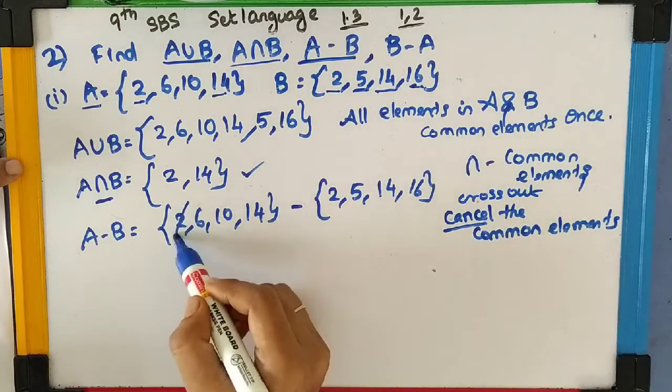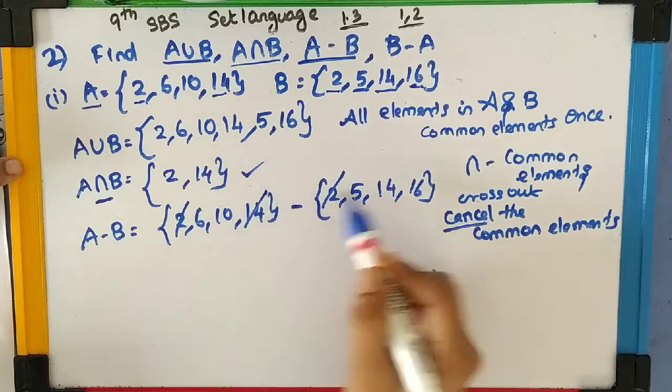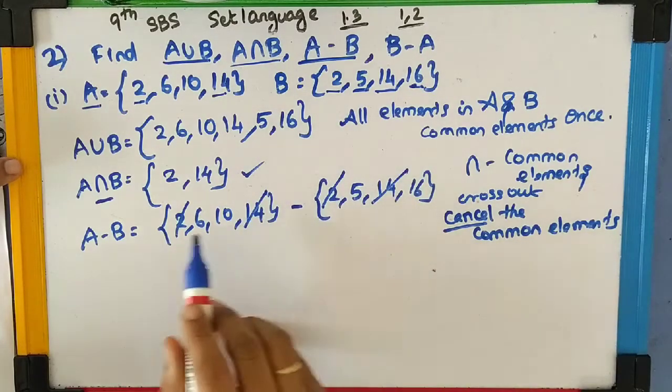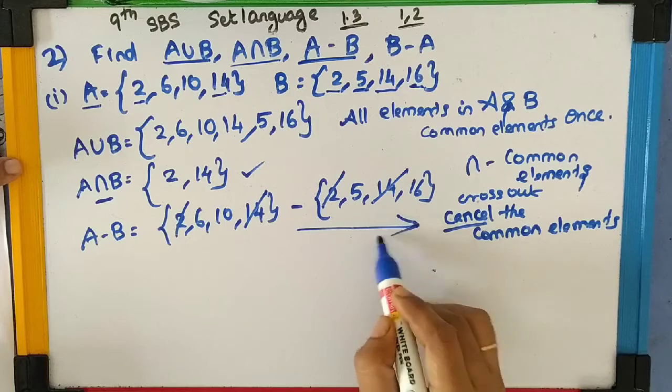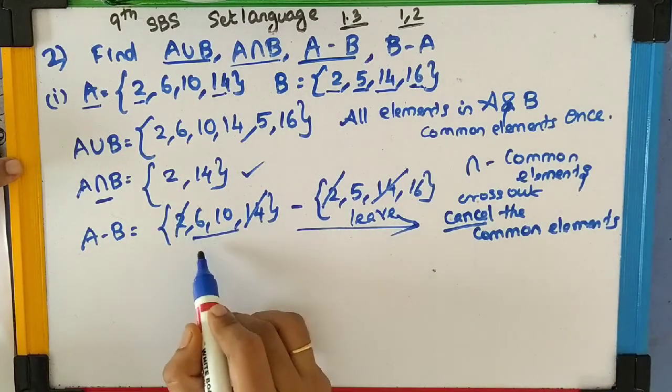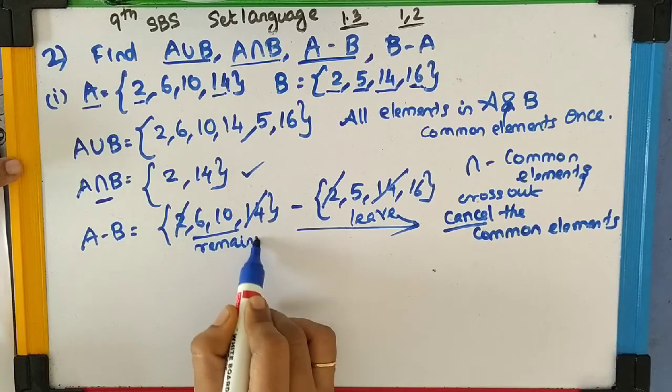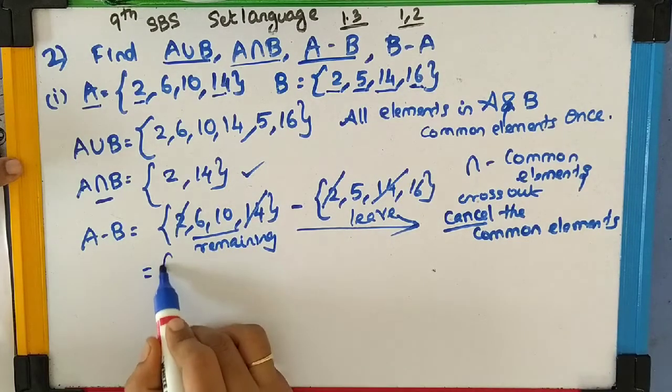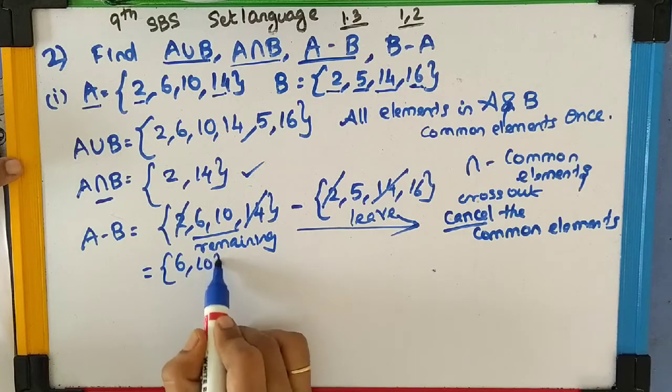Cross out the common elements, leave the second set, and third one is write the remaining first set. I am crossing out the common elements 2 and 14. I am leaving the second set completely and writing the remaining terms 6 and 10. So A difference B is 6, 10. Are you clear?